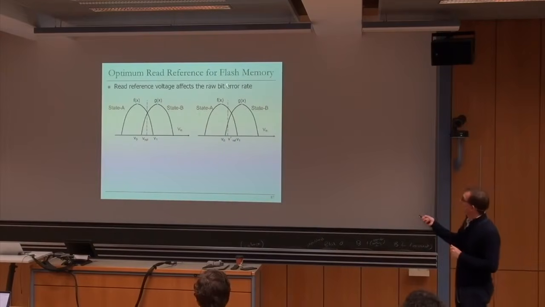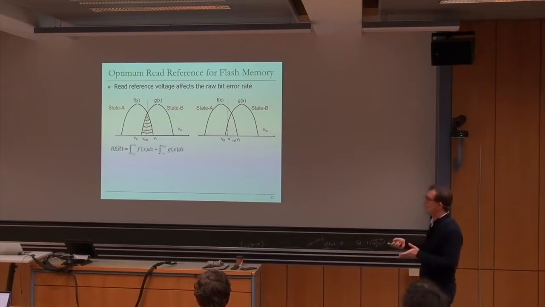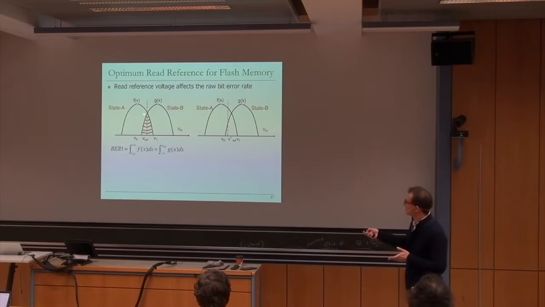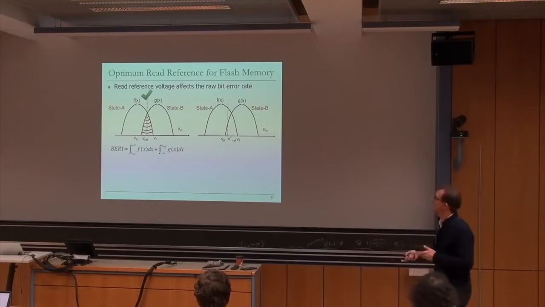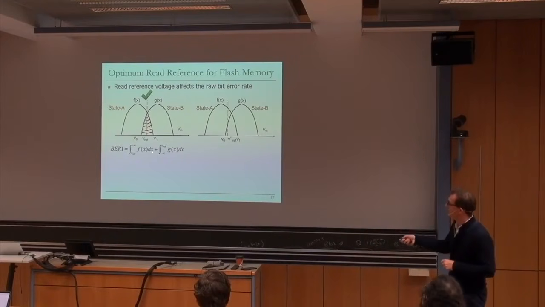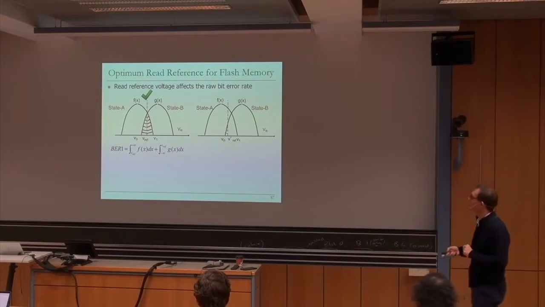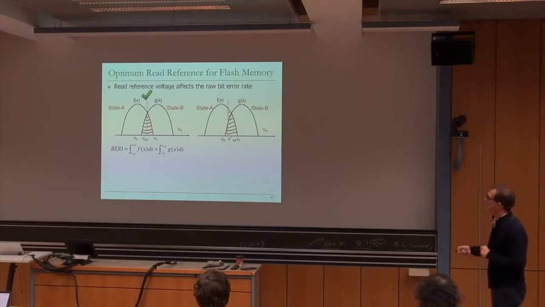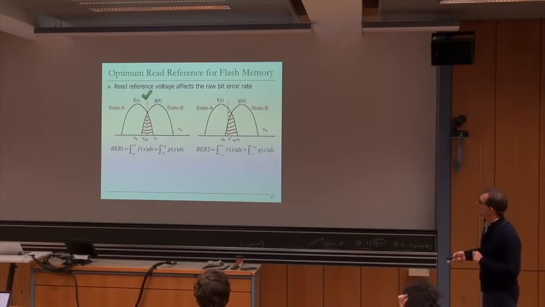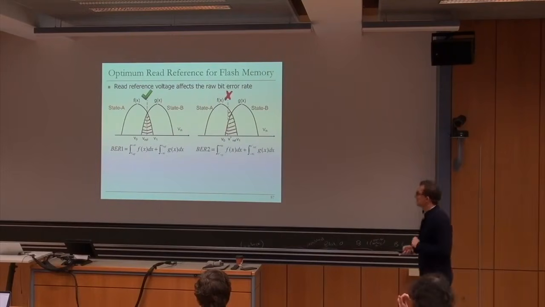So clearly, read reference voltage affects the raw bit error rate. As we discussed, you have a read reference voltage between two states. Ideally, you would like to minimize the bit error rate, and bit error rate is basically the area where these distributions overlap. That's what that says. If you select the read reference voltage at the crossing point, that's good. You minimize the bit error rate. If you select the read reference voltage to be like this, it's not good because that's not the minimum bit error rate that you can get.